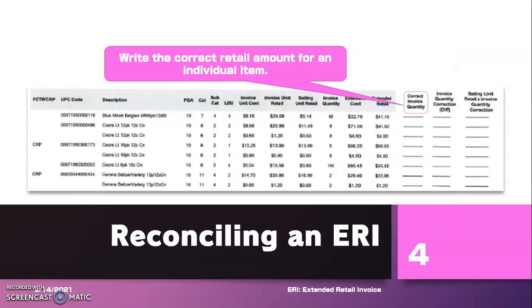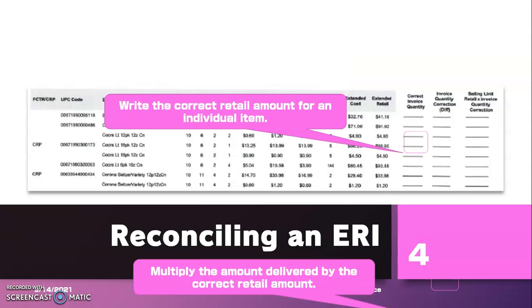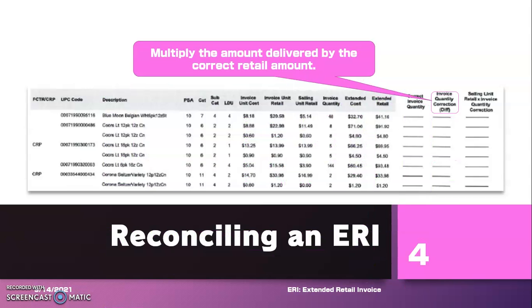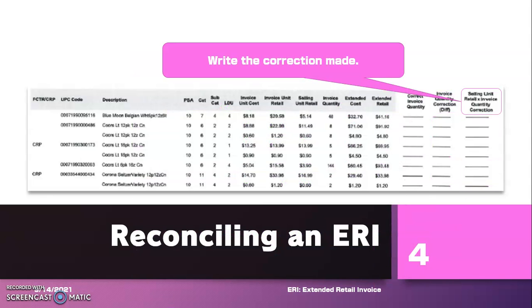If we have to make a correction to your ERI, first step is to write the correct retail amount for the individual item on the first line. The second line is where you will multiply the amount delivered by the correct retail amount. And then the third line is where you will write the corrections made.